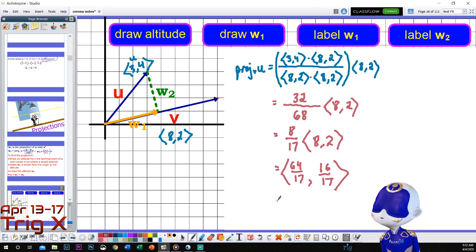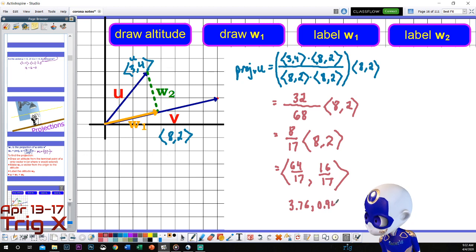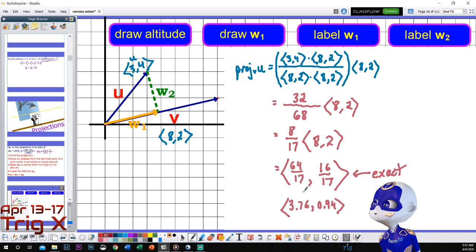Let's see if there's an easy way to check our answer. So go ahead, hit 64 divided by 17. My calculator says that this is about 3.76. And then 16 divided by 17 is close to 0.9. It's about 0.94. Now, chances are I would ask you for an exact value, so I would want that one right there. But we're simplifying the fractions or putting them in decimal form just to help us figure out if the answer is right.